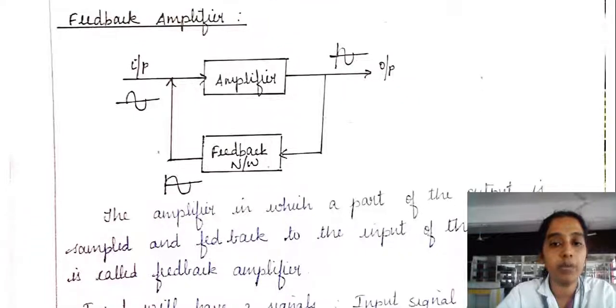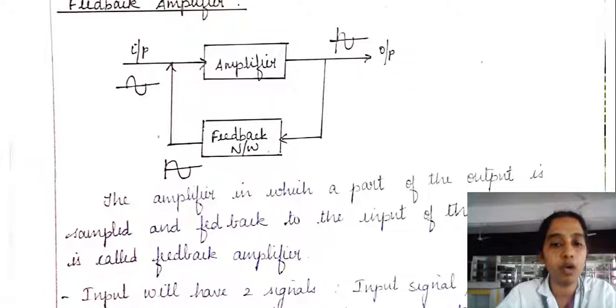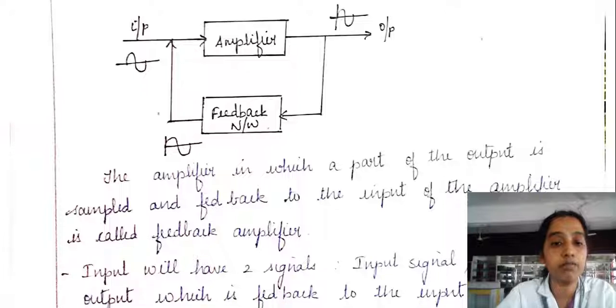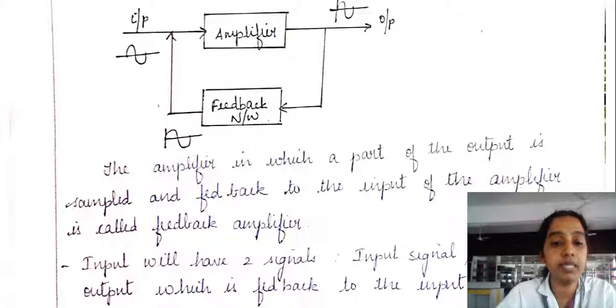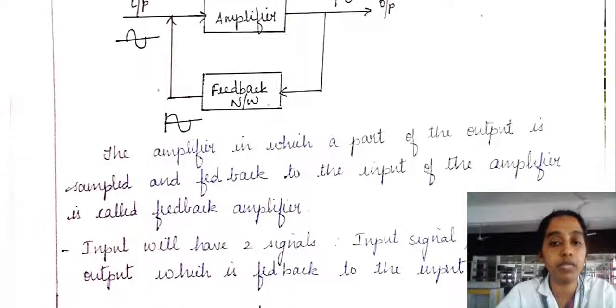We are able to strengthen the output of the signal by using this feedback. So part of the output is being sampled or given back to the input of the amplifier. This part of the output which is fed back to the input is called feedback. Hence at the input we have two signals: the input signal, and part of the output signal which is fed back to the input.